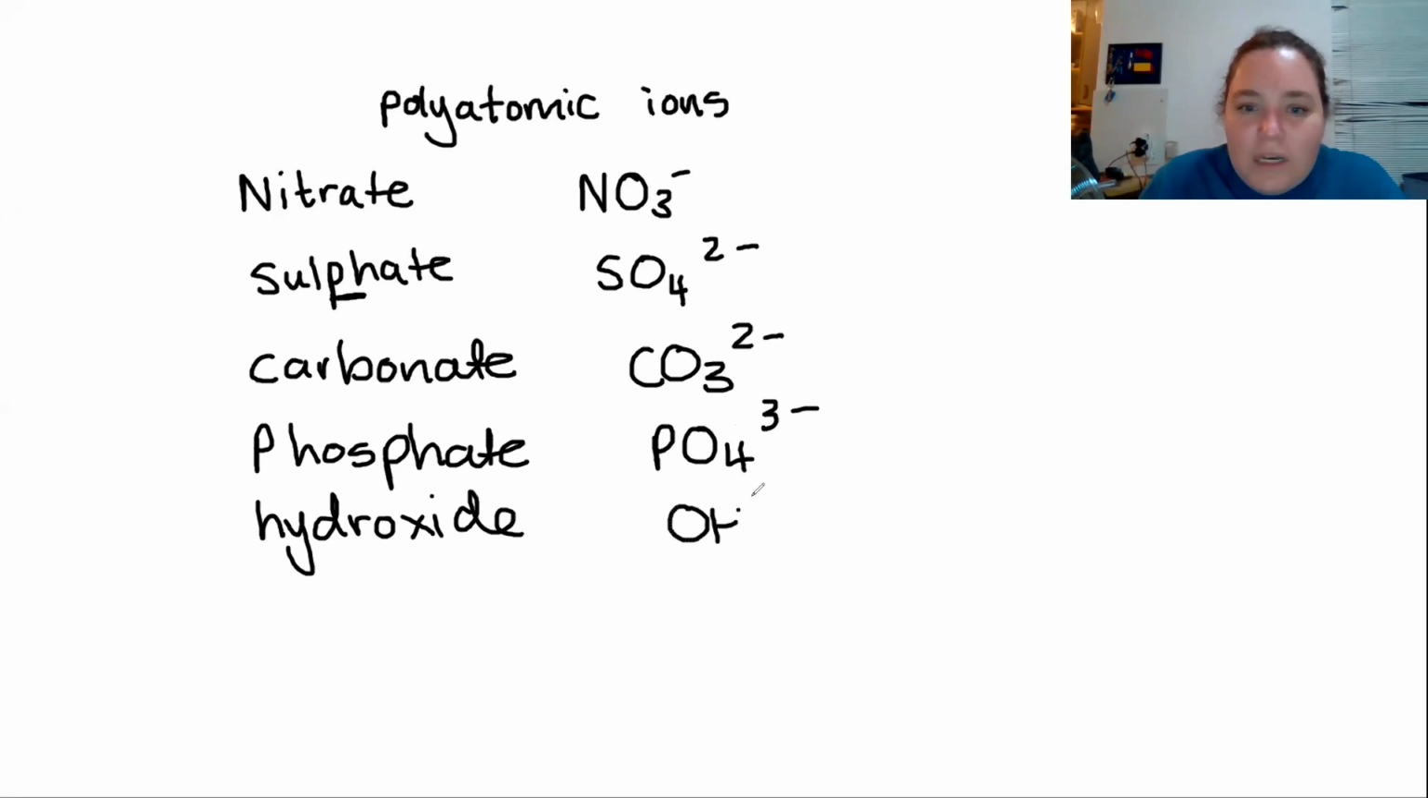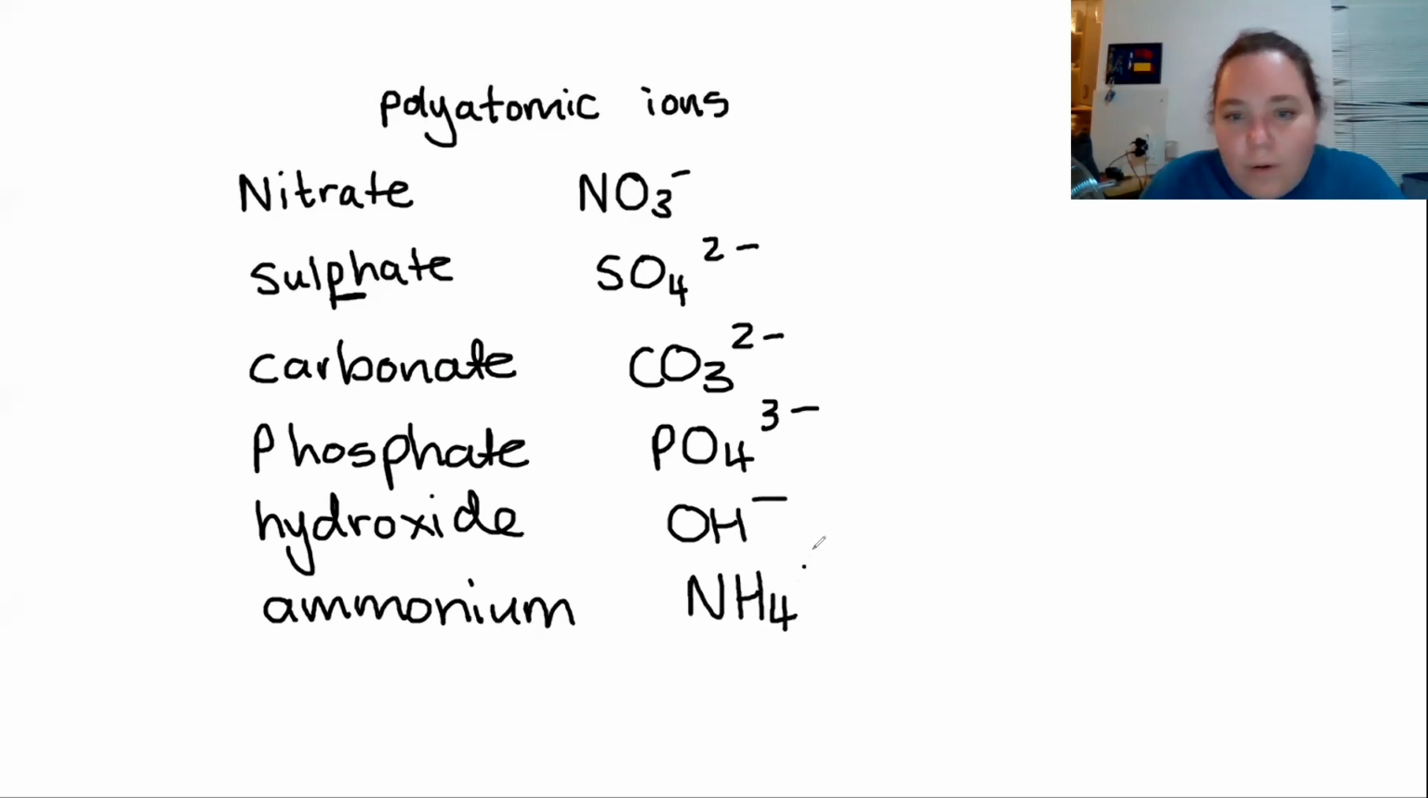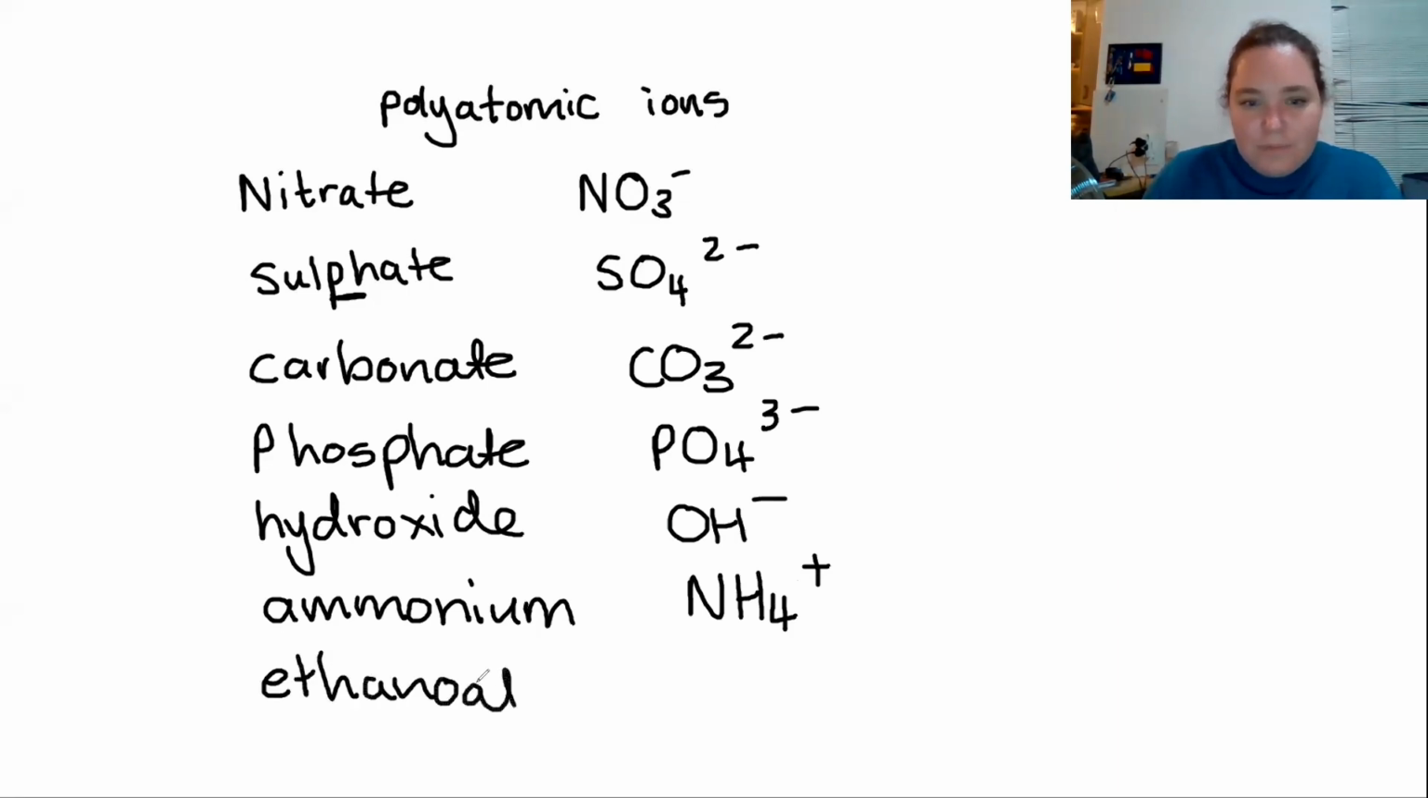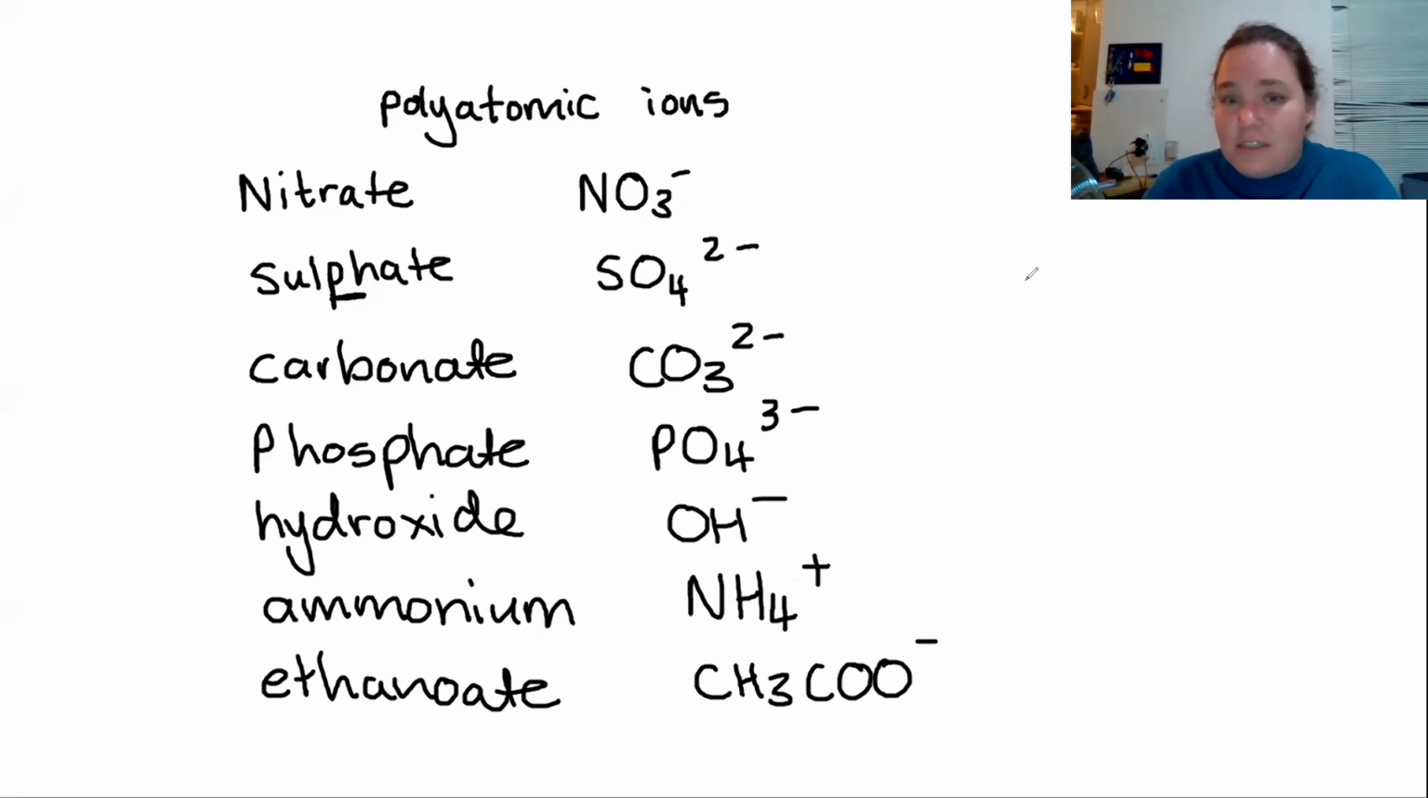Hydroxide is OH-. Ammonium is NH4+. Ethanoate is CH3COO-. Okay, so I would say there are a lot more than those, but these are the ones that you're most likely to get asked in a test or in an exam. And please remember with your polyatomic ions, if there's more than one of them, you add in brackets.